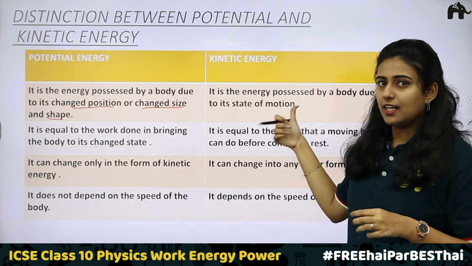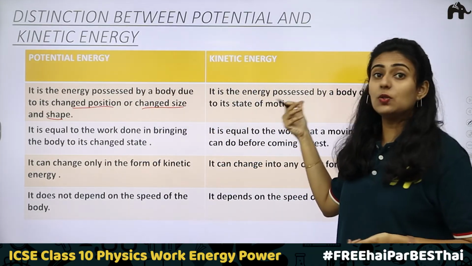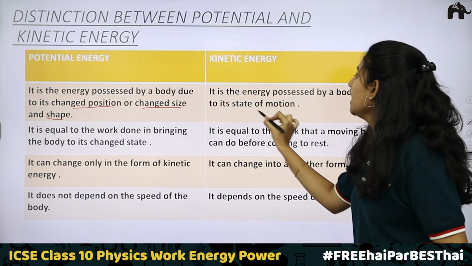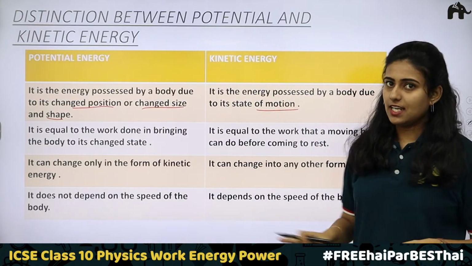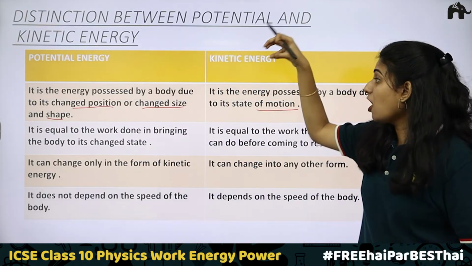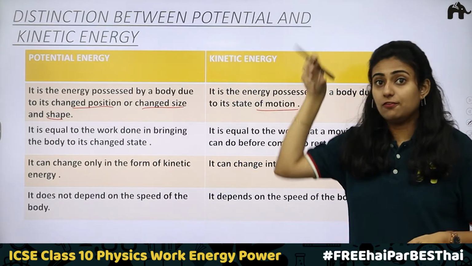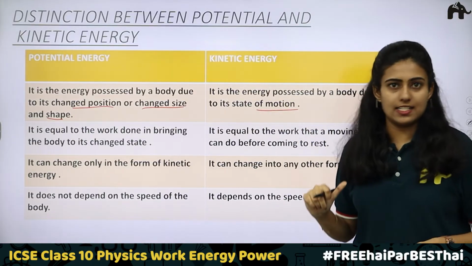Next, what is kinetic energy? Kinetic energy is just the opposite. Here, if it is rest, here it is due to motion. It is energy possessed by a body due to its state of motion. A body that is moving will be having kinetic energy. When an apple is on the tree, it is having potential energy. When it falls, it is moving. There is velocity and it will be having kinetic energy.